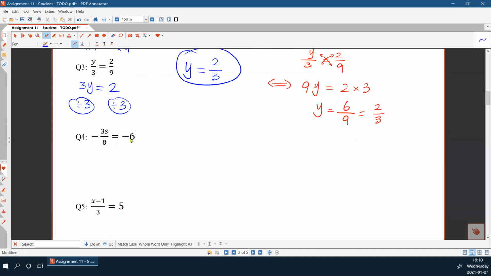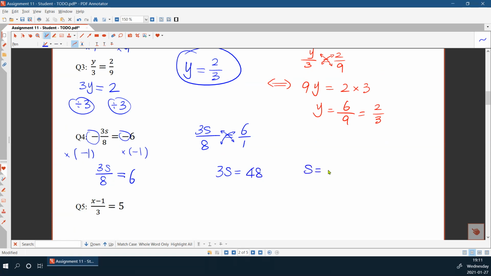Minus 3x over 8 equals minus 6. So usually we don't like the minus sign here, right? So first of all, we can try to cancel these minus signs. We can times minus 1 to both sides of the equation. This can cancel both of the negative signs, which gives us 3x over 8 equals 6, right? And then we can use the cross multiplication method. 3x over 8 equals 6 over 1, right? By cross multiplication, this gives us 3x equals 48, right? So x is 16.